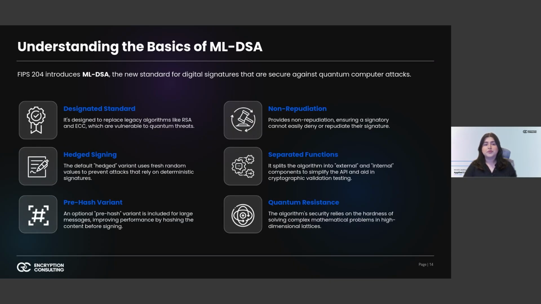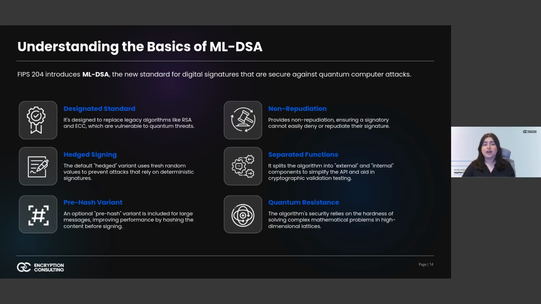Let's move on to FIPS 204. If FIPS 203 defined our key exchange mechanism, FIPS 204 defines our digital signature standard that is vital for trust and identity. FIPS 204 introduces the ML-DSA algorithm, the module lattice-based digital signature algorithm. Its purpose is clear: to be the designated high-performance replacement for all legacy digital signature algorithms, including RSA and ECC, which are no longer safe in the face of quantum computing.